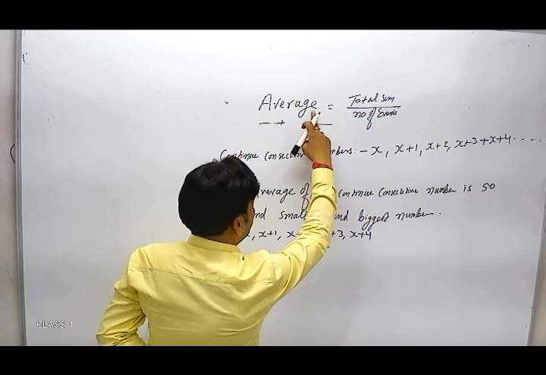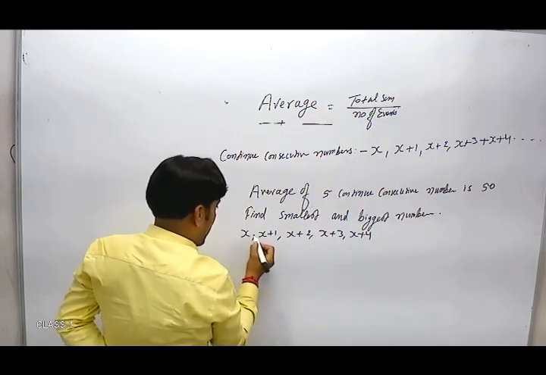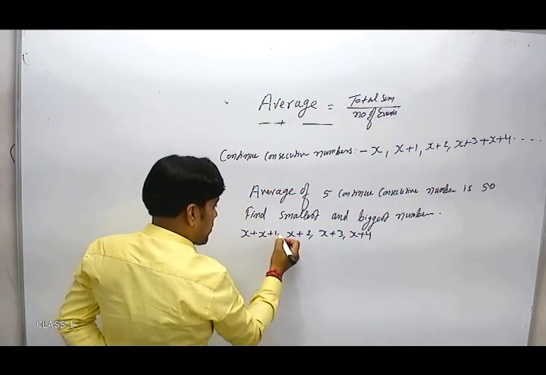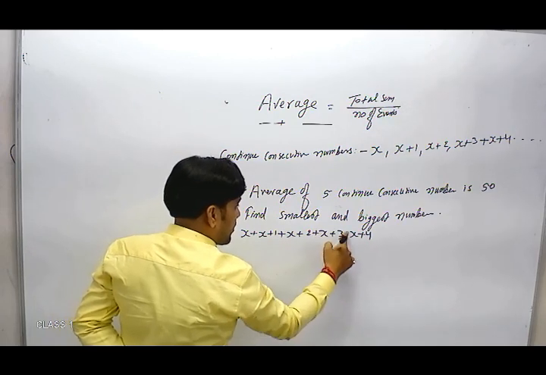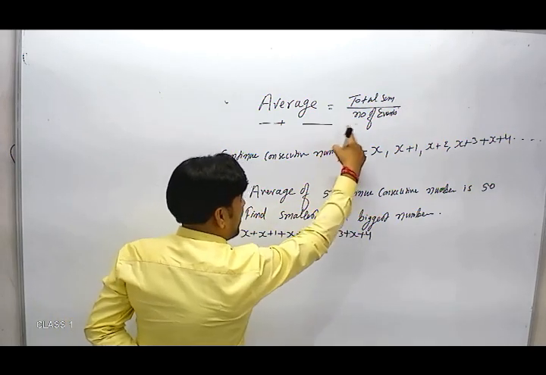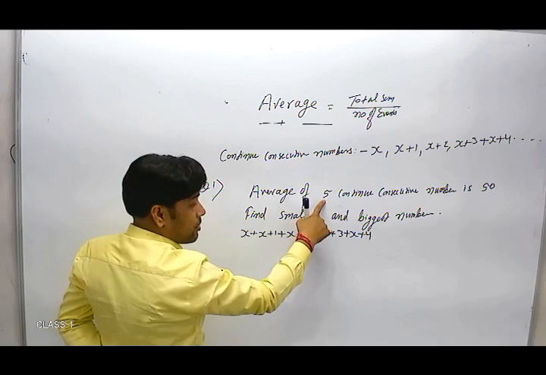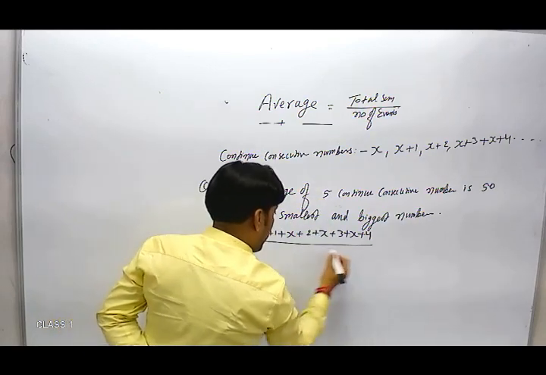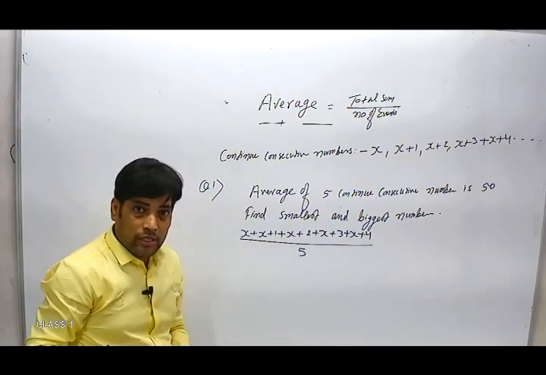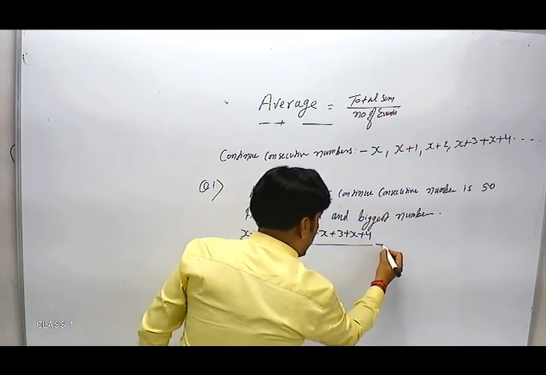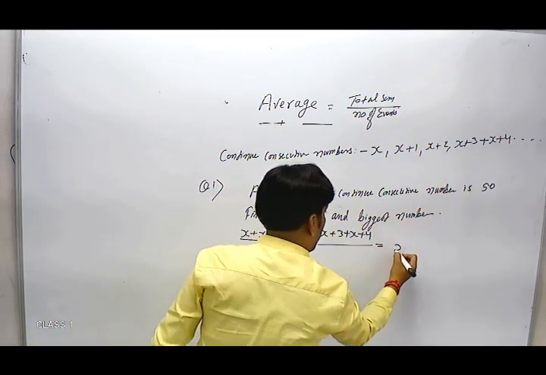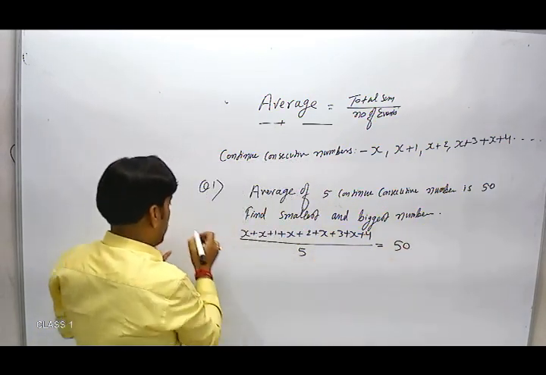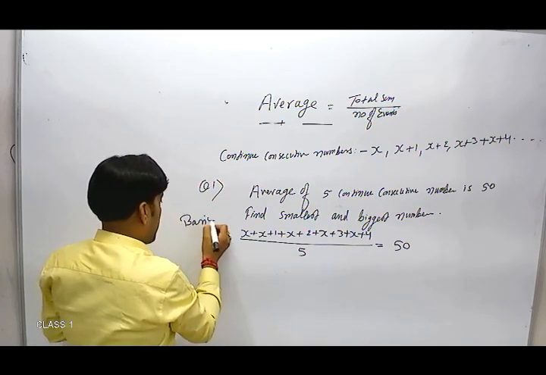According to the question and according to the formula, what is it? Total sum. So let's do the sum. Sum plus it. It is the sum, divided by number of events. The number of events is 5. So we have to take the 5 here. Number of events is 5. Equal to average, what is it? 50. It's a basic method. Dear friends, it's a basic method.